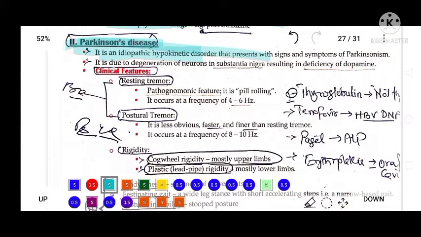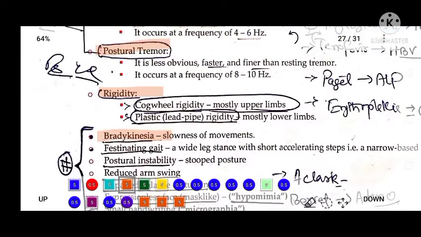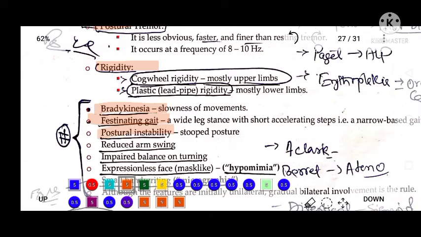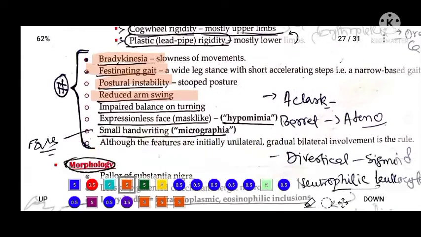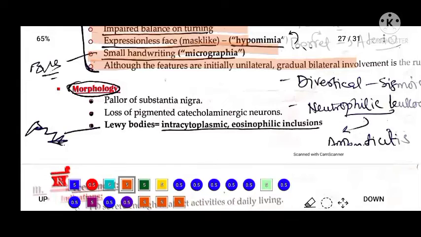Parkinson disease is an idiopathic hypokinetic disorder presenting with signs and symptoms of Parkinsonism. It occurs due to degeneration of neurons in the substantia nigra and deficiency of dopamine. In Parkinson disease, resting tremors, postural tremors, and rigidity occur, and bradykinesia with festinating gait, postural instability, reduced arm swing, impaired balance, expressionless face, and small handwriting, micrographia. The features are initially unilateral, but with time they become bilateral. So in this way, Parkinson disease develops.